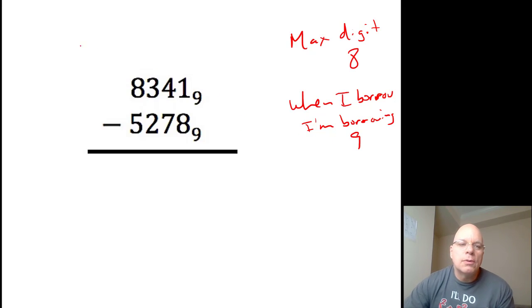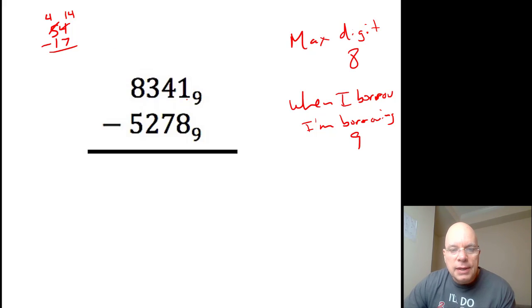You know how when you borrow, let me come up with a little 54 minus 17. When you borrow in base 10, when you make that a 4, you make this a 14 because you just borrowed 1 from the higher place value. You're borrowing 10 of that place value. And so here, when I realize I can't subtract this 8 from 1 without getting a negative number, using this traditional algorithm, we wouldn't do that.